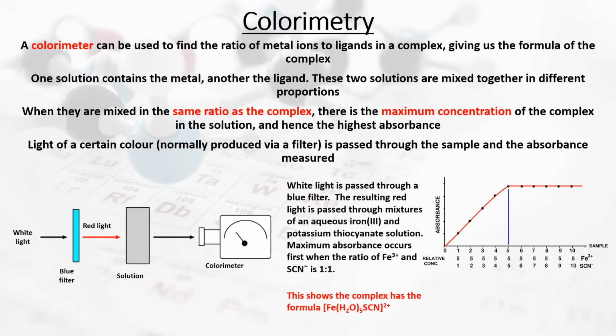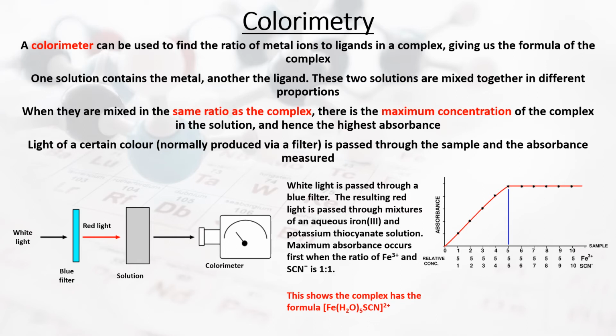Now this complex has a very strong blood red colour. But if we weren't sure of the actual formula of the complex, essentially how many water ligands and how many thiocyanate ligands were attached, we could use colorimetry to help us determine that. So we'd have one solution that contains the iron, the metal we're using, so probably a hexaaqua iron complex ion, and the other would contain the ligand we're interested in, in this case the thiocyanate solution, so probably an aqueous potassium thiocyanate solution.